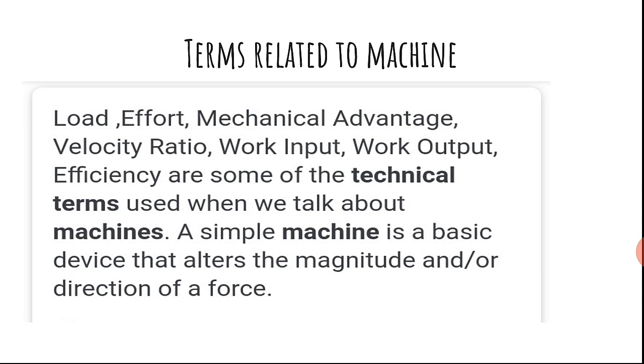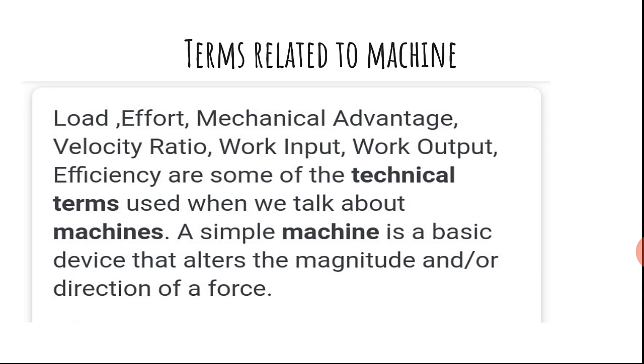Velocity ratio: the ratio of the velocity of effort to the velocity of load is called the velocity ratio of the machine. Since the velocity ratio is also the ratio of two similar quantities, it has no unit, just like MA. Work input: the work done on the machine by the effort is called the work input. Work output: the work done by the machine on the load is called the work output. Efficiency of a machine is the ratio of the work done on the load by the machine to the work done on the machine by the effort. It also has no unit since it is also the ratio of two similar quantities.